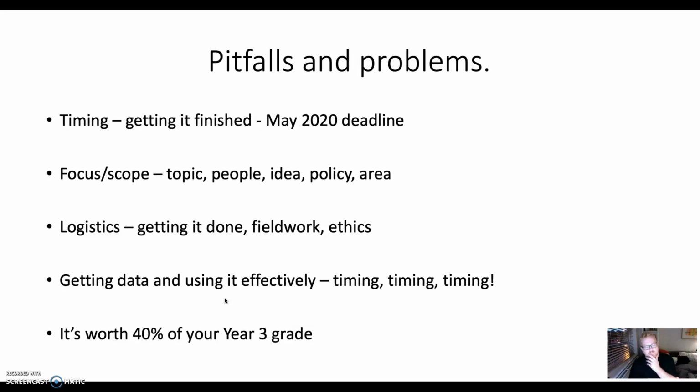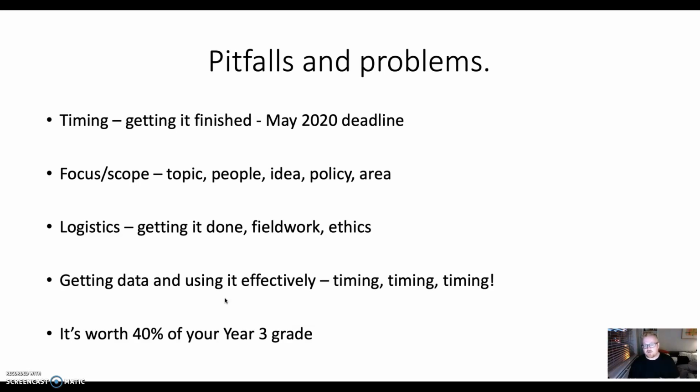And just to put a few pitfalls and problems here. So timing, getting it finished, the deadline's in May. It's quite soon after the Easter holidays. So you do have a long time to do it, but it's not as long as you think it is once it starts going. And this module itself will be here for 8 or 9 weeks this semester. Then it'll be Christmas, then it'll be Easter, and things can get on top of you. So managing your time is really, really important. You need to think carefully about the focus and scope, as I've already said.